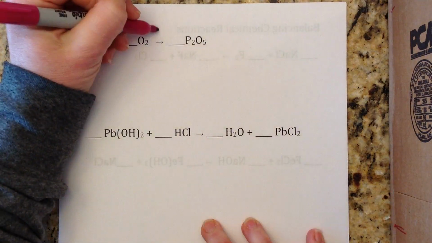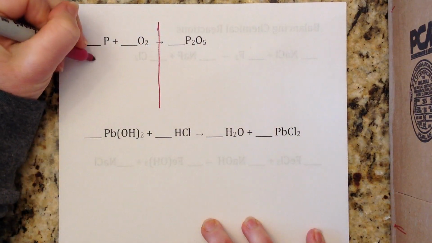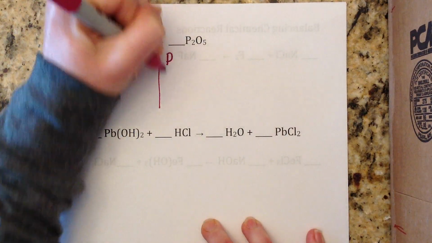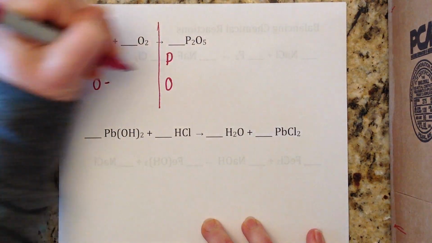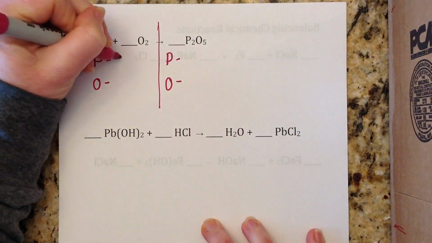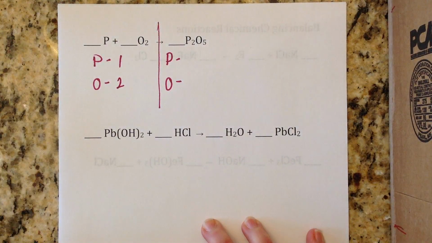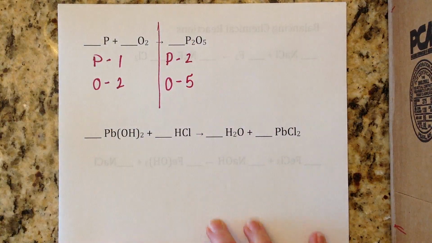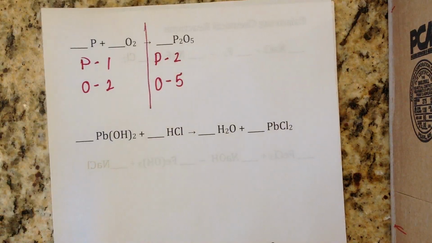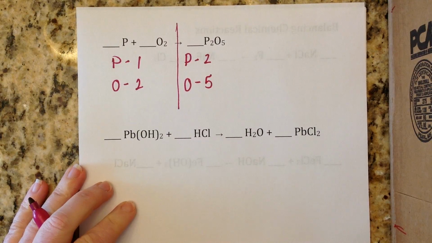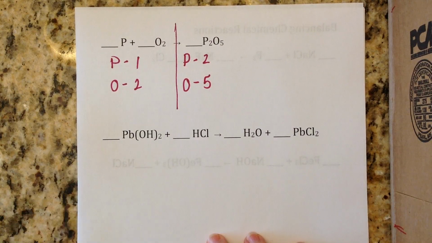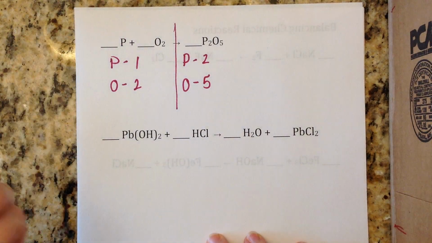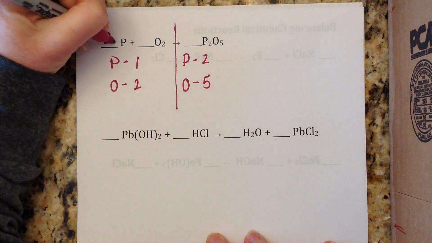All right, let's divide this one in half. I have phosphorus and oxygen, phosphorus and oxygen. So this looks like it's going to be pretty straightforward. I have 1 phosphorus, 2 oxygens, 2 phosphoruses, and 5 oxygens. So probably the most obvious change, right off the cuff, might be to put a 2 here. So, try it out, just see how that works.